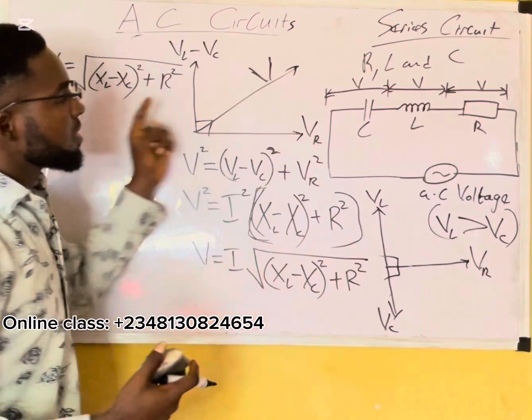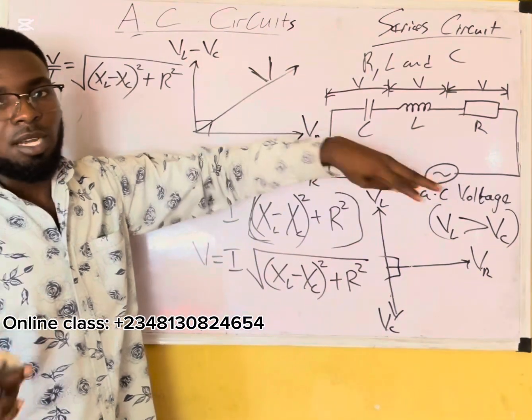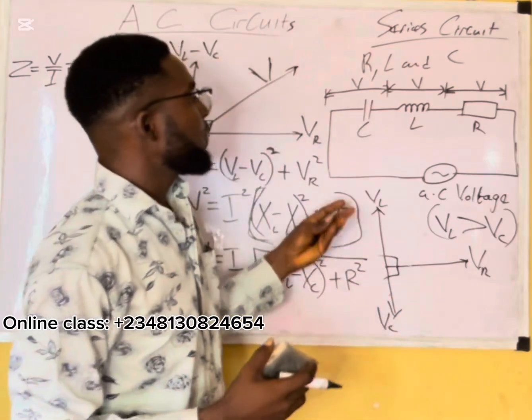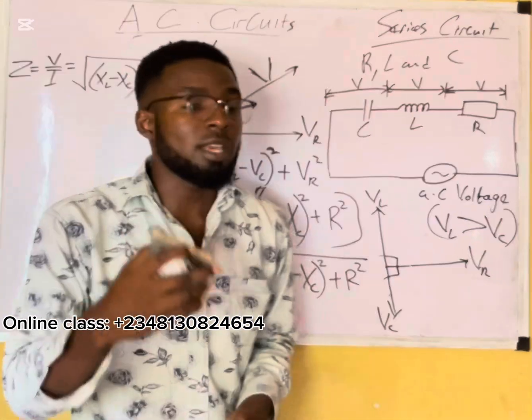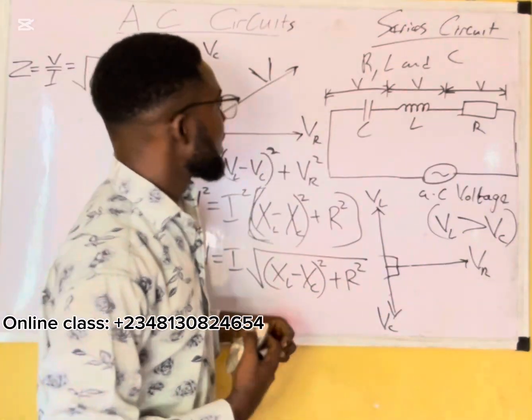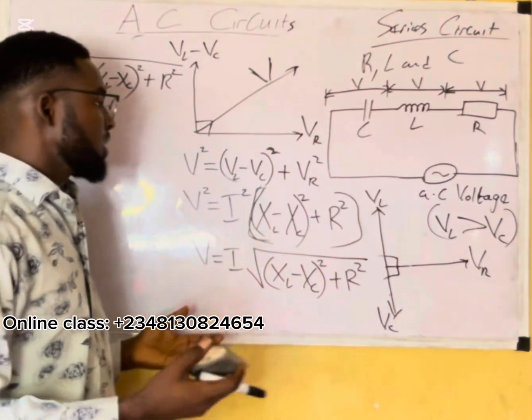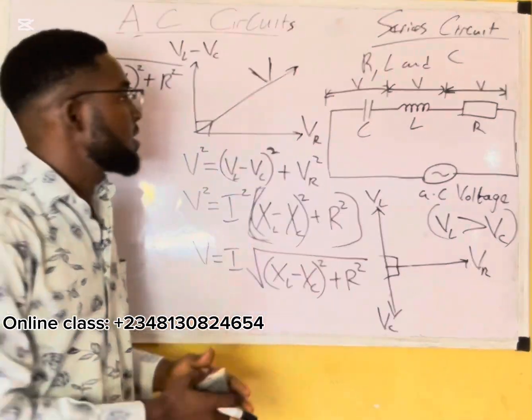This is the impedance in this case. You know that we have different impedances. Impedance is the opposition to current offered by a combination of circuit elements in an AC circuit. It depends. It's always changing, but you have to know these things.